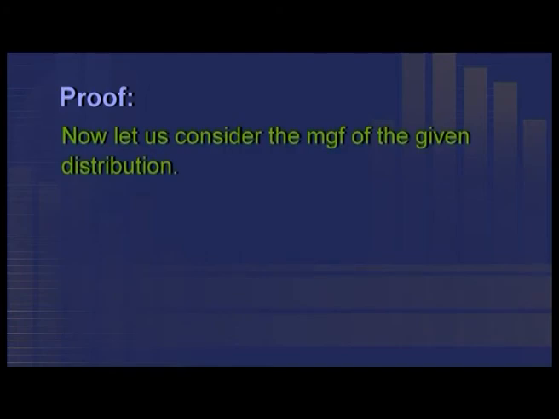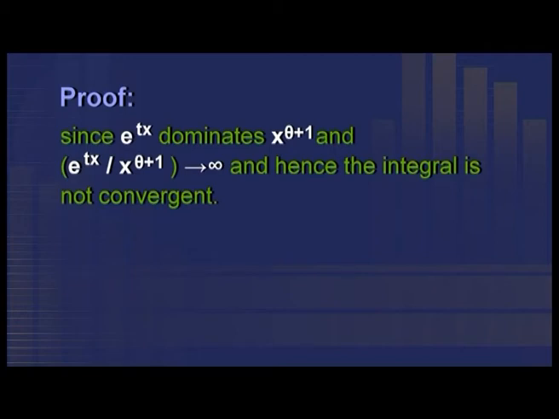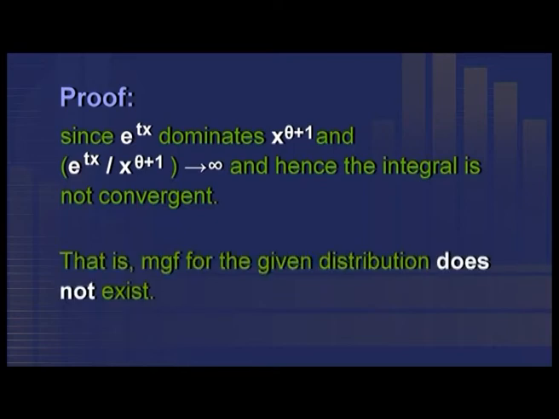Now let us consider the moment generating function of the given distribution. M_X(t) is equal to the expectation of e to the power tX, which is equal to theta into a to the power theta into the integral of e to the power tx divided by x to the power theta plus 1 dx, which does not exist. Since e to the power tx dominates x to the power theta plus 1, and e to the power tx divided by x to the power theta plus 1 tends to infinity, the integral is not convergent. That is, the moment generating function for the given distribution does not exist.